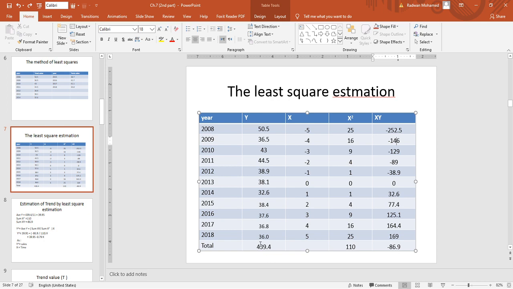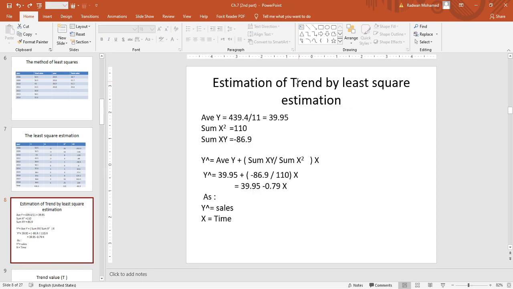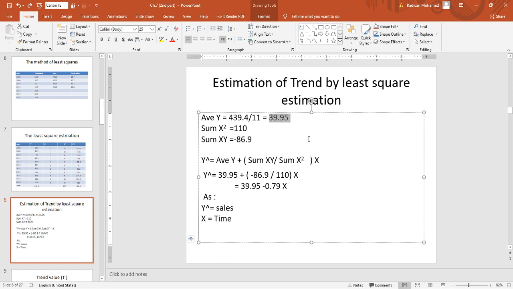But here is the average of y. How could I calculate the average? The average is equal to the summation over the number of years. Do the summation 50 plus 36 plus 43 and so on, divided by the number of years. Here I have 11 years, 1 2 3 4 5, so I will divide by the number of years, which gives me 39.95.